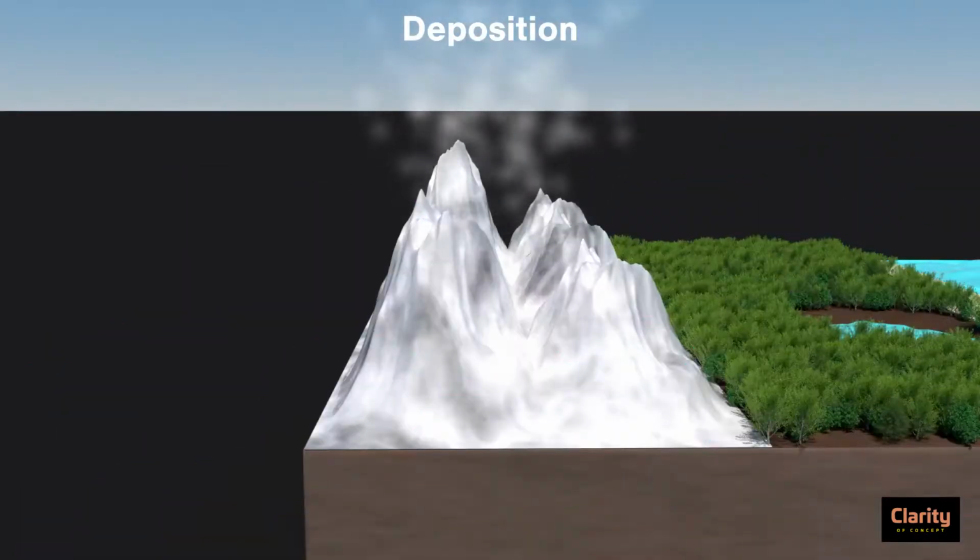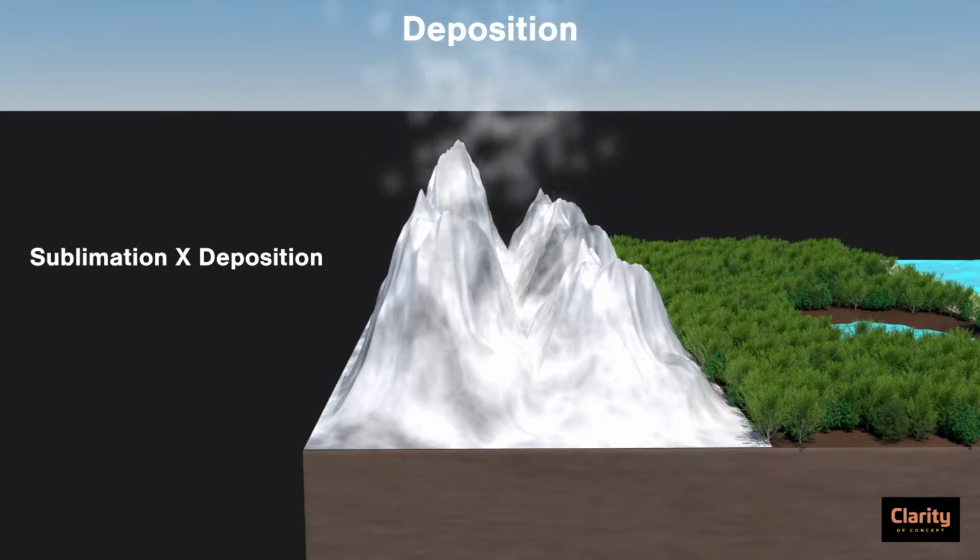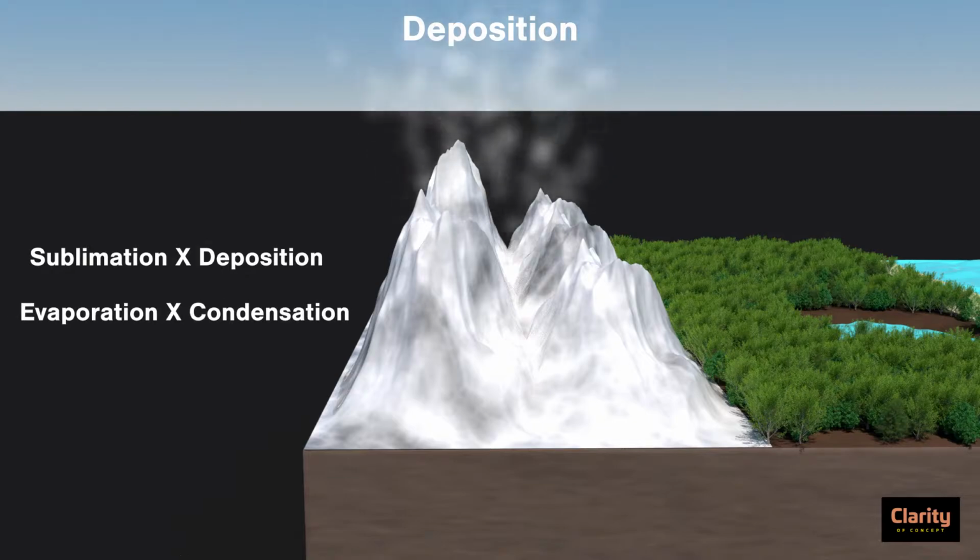There is another process called deposition. We already studied sublimation, the process of water turning into gaseous water vapor from solid ice without undergoing intermediate liquid state. Deposition is opposite of sublimation. Gaseous water vapor turns directly into solid ice without becoming liquid water first. Hence, sublimation and deposition are opposite processes. Similarly, evaporation and condensation are also opposite processes.